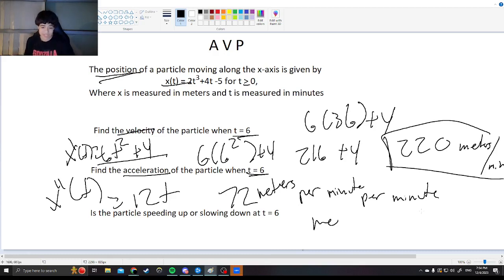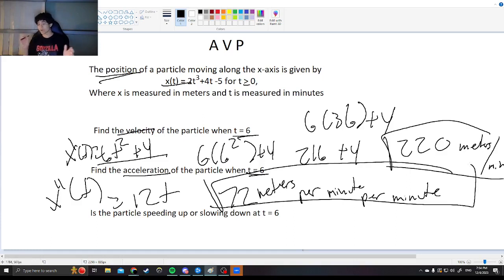So the last problem here is, is the particle speeding up or slowing down at t equals 6. If we remember, right, if the signs of the acceleration and the velocity are the same, it's increasing in speed or speeding up. And if the signs are different, it is slowing down. So this right here is a positive 72. And this right here is a positive 220. Don't even have to know what the numbers are. Positive number means it is speeding up.